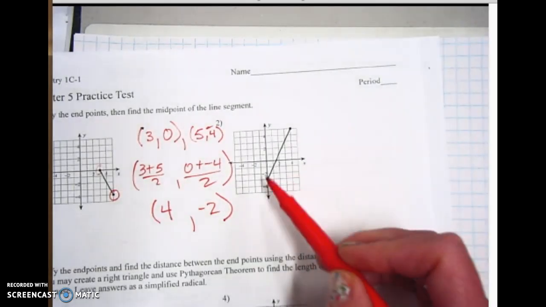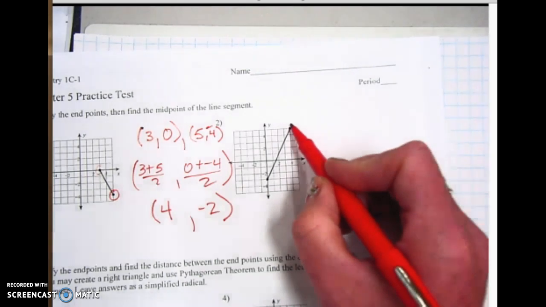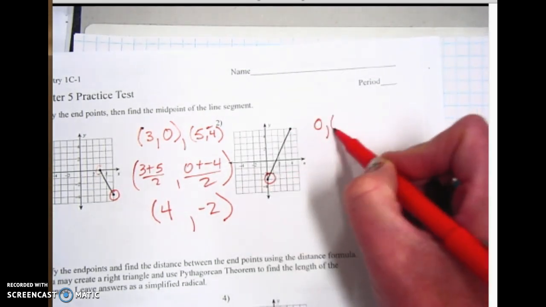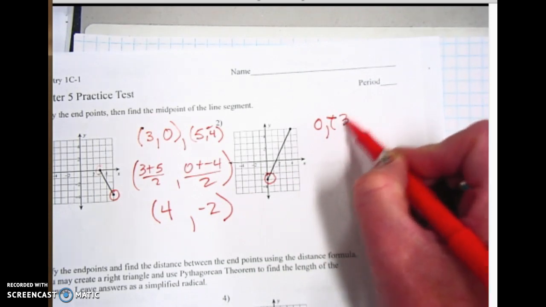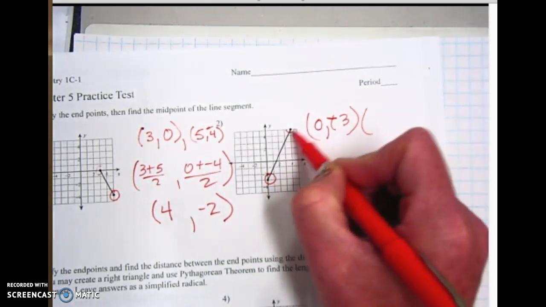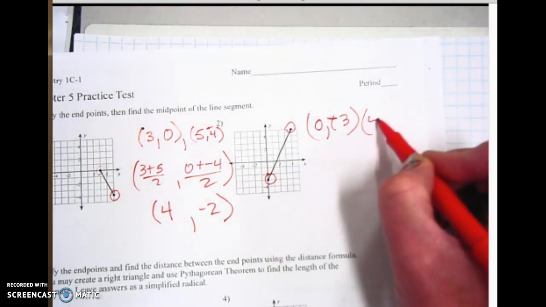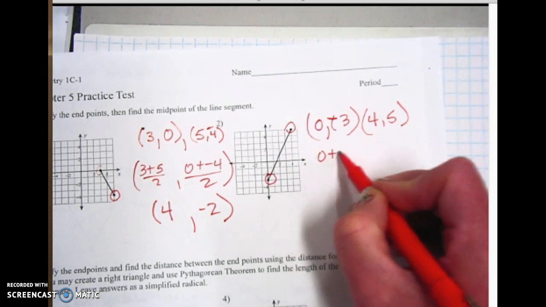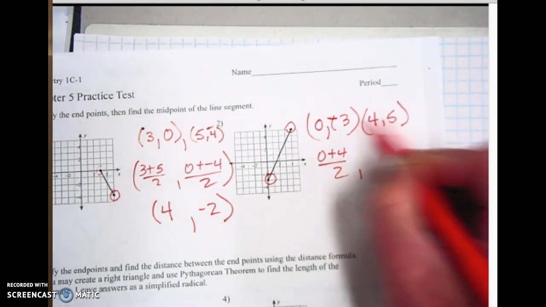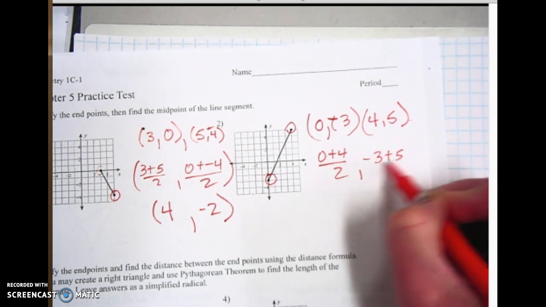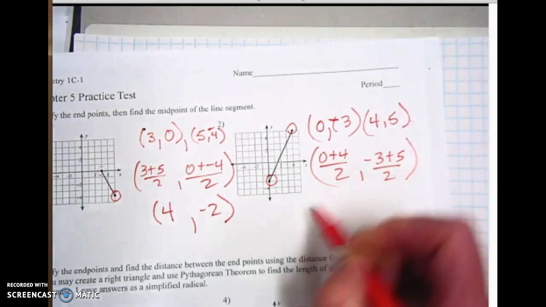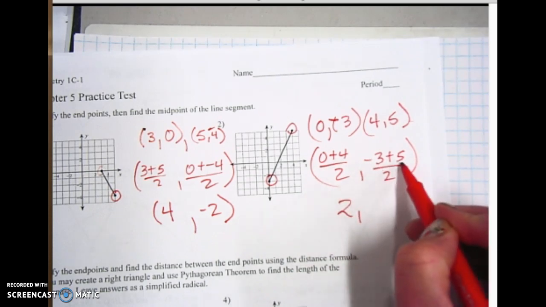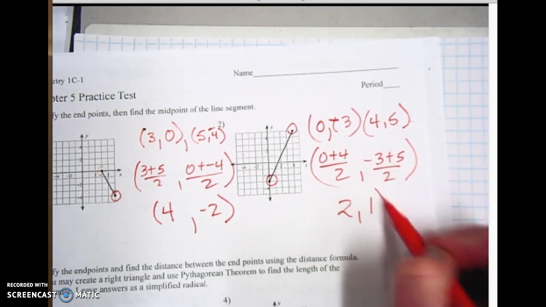So you're going to do the same thing with number 2. This endpoint is at 0, -3, oops. And this point is at 4, 5. So we're going to add the x's together, divide by 2, add the y's together, divide by 2. So when you go to simplify, 0 plus 4 is 4, 4 divided by 2 is 2, -3 plus 5 is 2, 2 divided by 2 is 1.